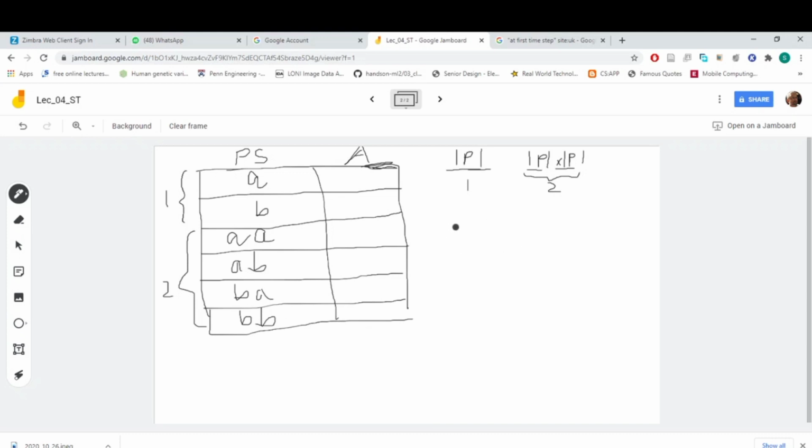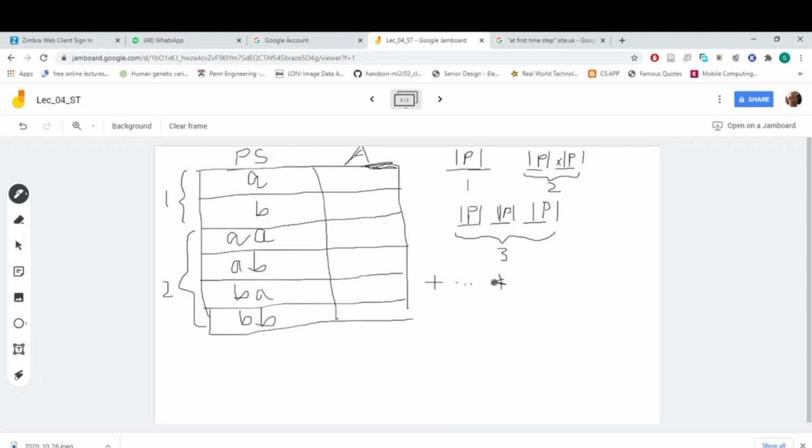Similarly, for the third time step, you have... and it's very simple. I hope you are able to recall the counting problems that you had in the course of discrete structures. Okay, so this is for the time step number 3, and so on.